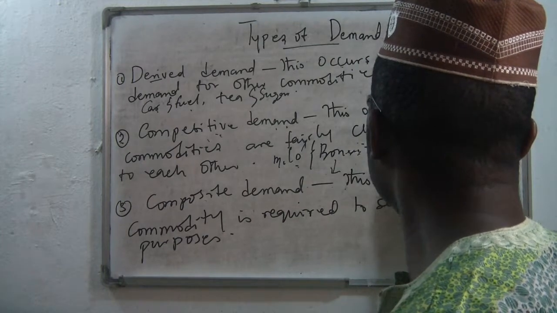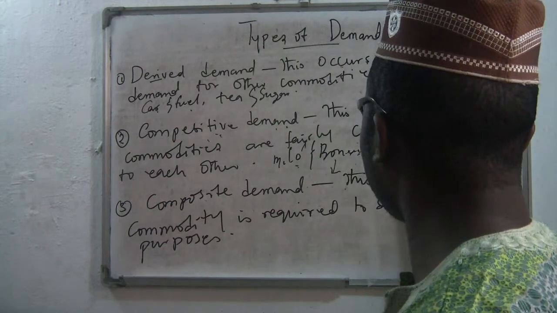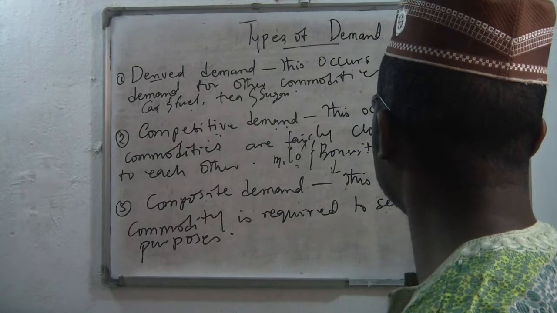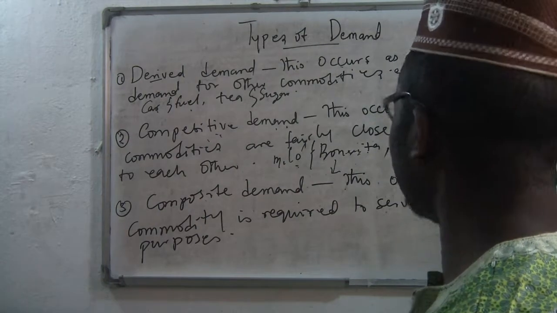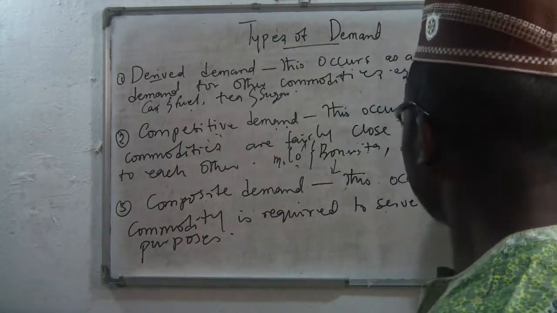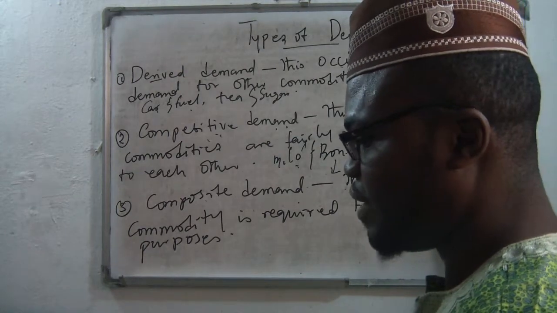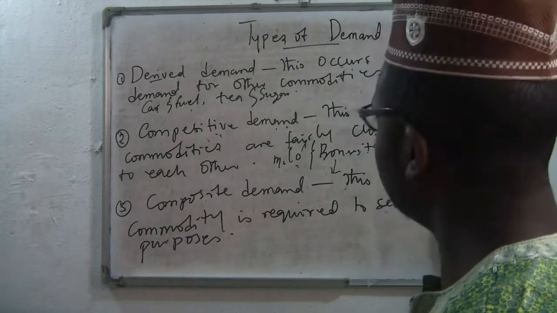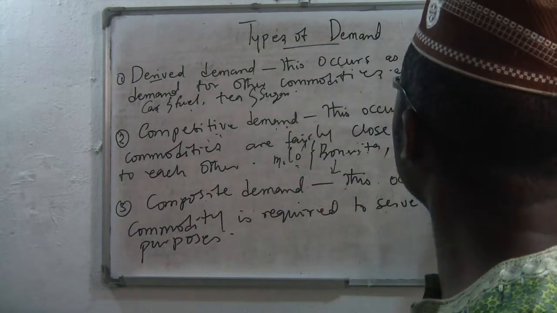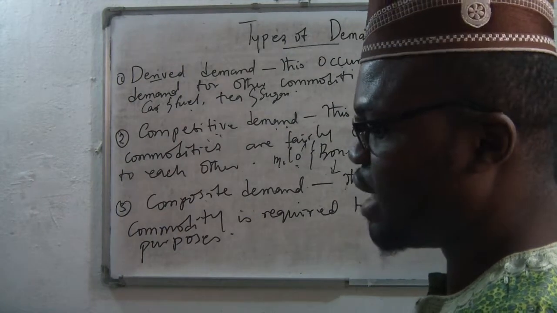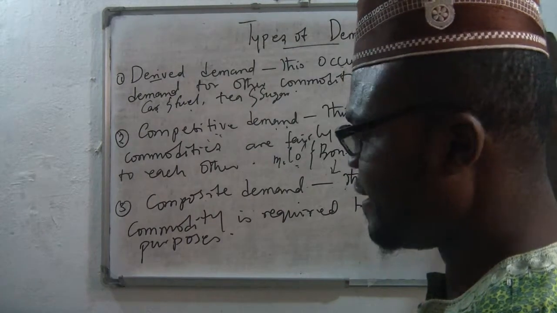What other things have competitive demand? Dangote products like Elephant brand. That's which of their products? Cement. So when the demand for Dangote is increasing, it's likely that the demand for Elephant will be decreasing. This is unlike derived demand. When the demand for this one is increasing, this one has to be increasing as well.